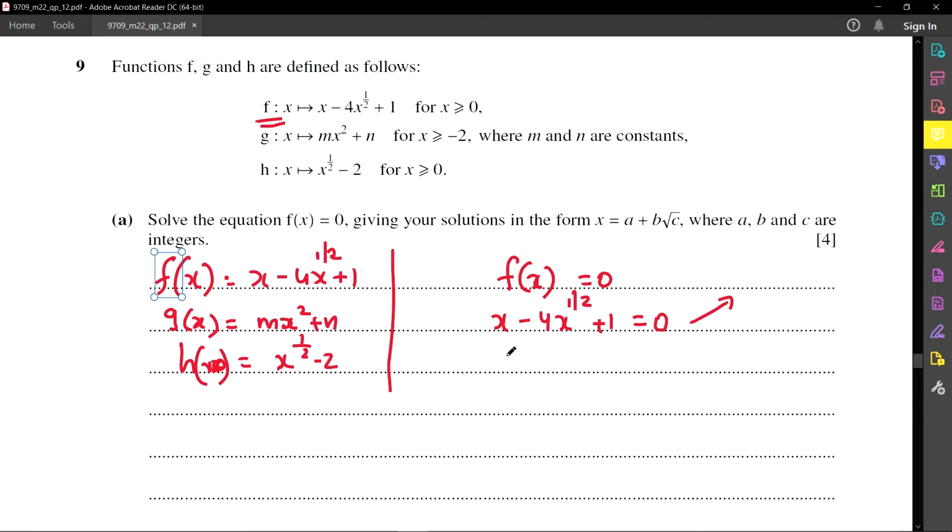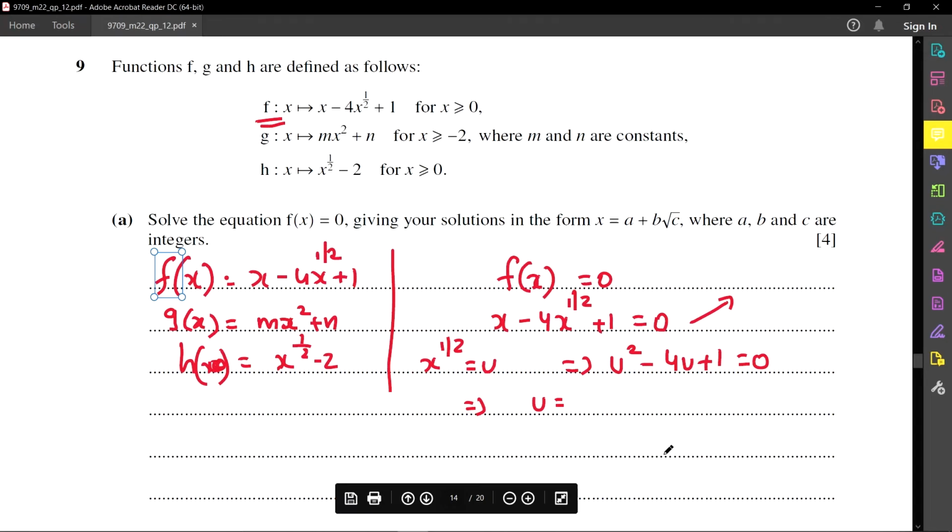So here the substitution we can go for is x power half as u. So this will become u square minus 4u plus 1 equal to 0. Now for this you can use the quadratic formula: minus b plus or minus root of b square minus 4ac by 2a.